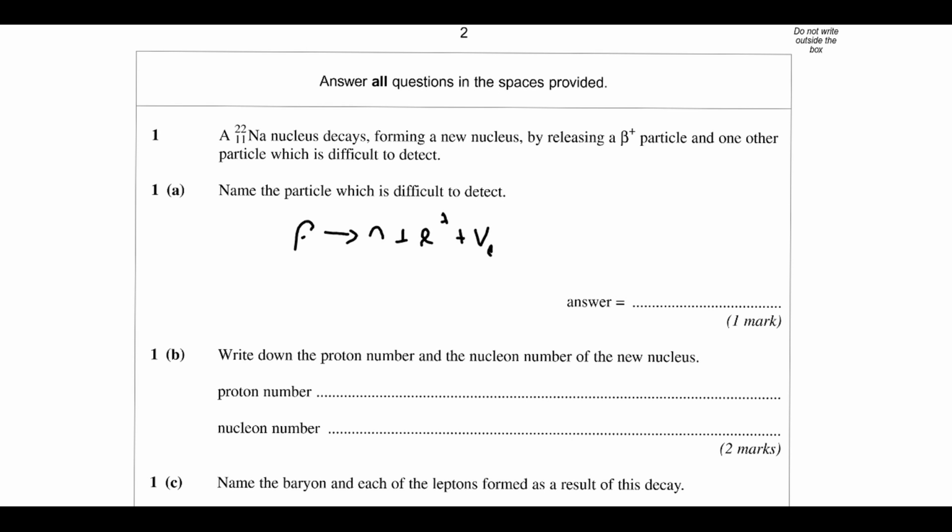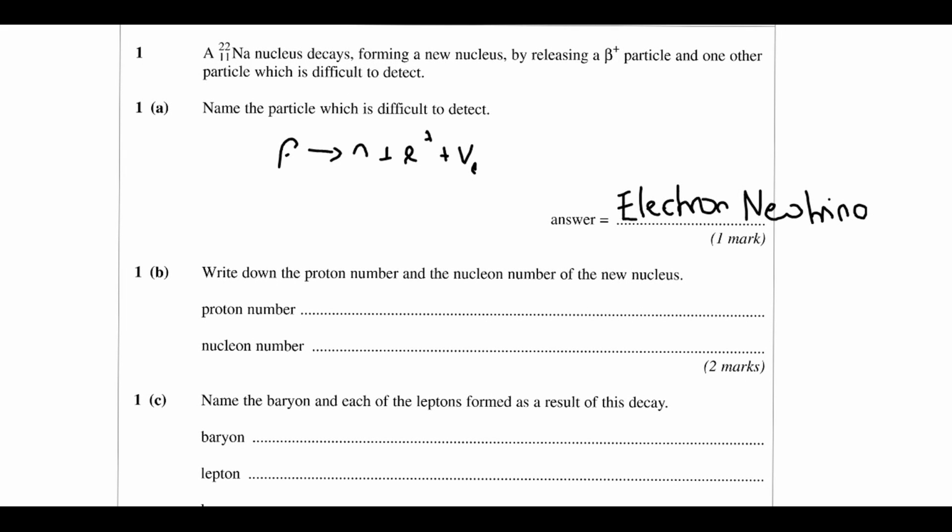So it's the electron neutrino that's difficult to detect because it only interacts through the weak interaction, which has a range of about 10 to the minus 18, and is very small in magnitude. So it's going to be an electron neutrino. Now, most of these mark schemes will only ever want you to say neutrino, but I always believe in being as specific as you can be, so electron neutrino it is.